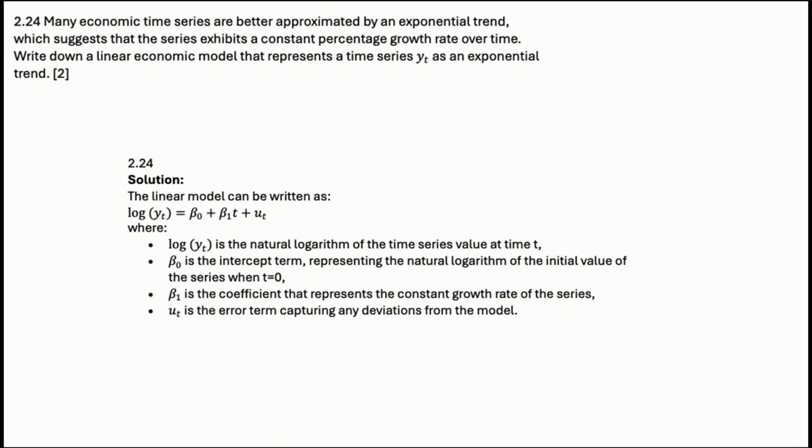Remember, with the linear trend, you don't have a log. It would just be y of t equals beta 0 plus beta 1 t plus the error term in year t. But with an exponential model, you just log the dependent variable, and then you interpret it. Beta 1 is the coefficient that represents the constant growth rate of the series, and mu of t is the error term capturing any deviations from the model.